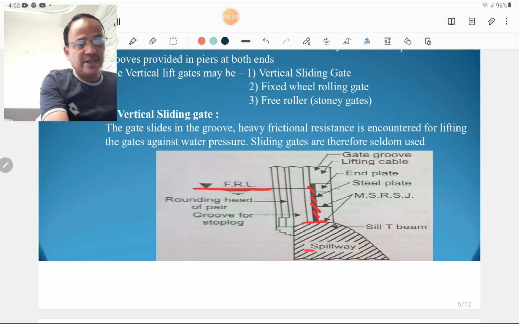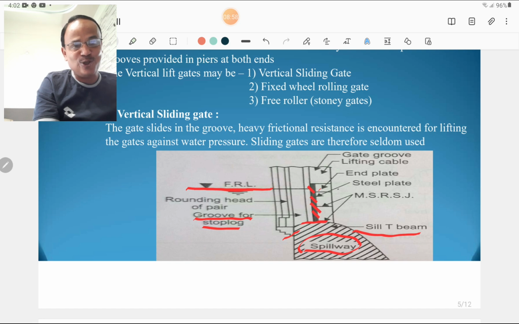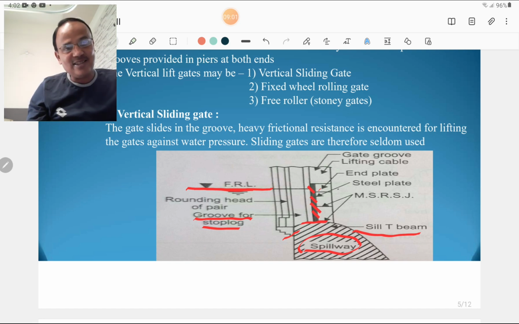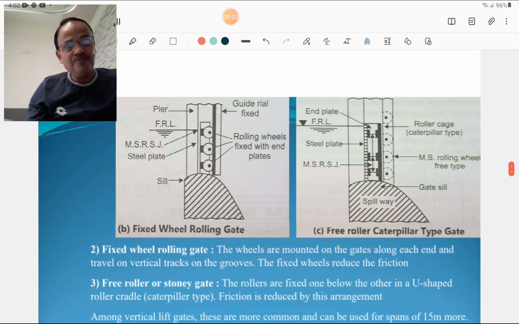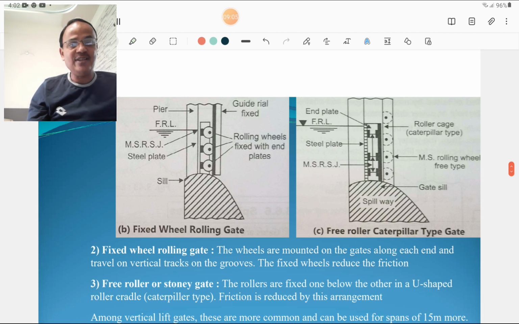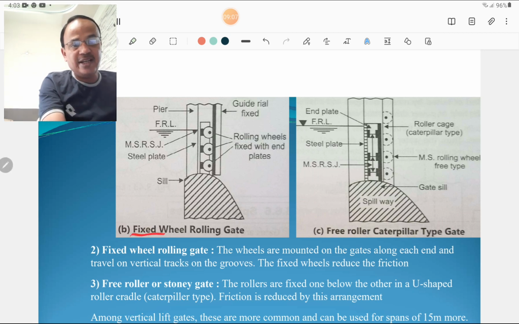This is the spillway, and this is the FRL, meaning the crest of the pier, and this is the steel plate, and this is the end plate here. This is the seal T-beam, or this part is called the seal of the spillway. A groove is provided for the stop log and for vertical lifting also, and such gates are termed vertical sliding gates.